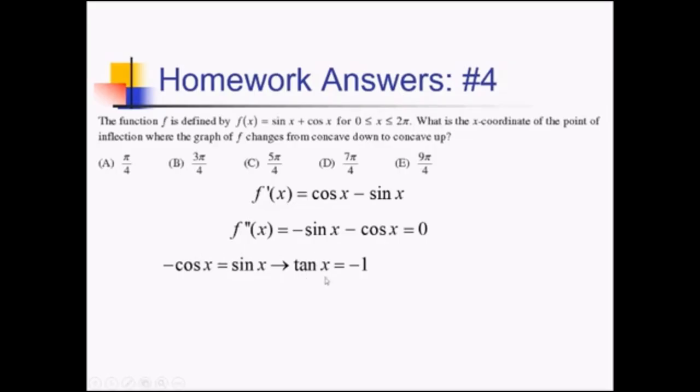All right, so where does the tangent equal negative 1? Well, between 0 and 2 pi, that happens in two places. One is in quadrant 2 at 135 degrees, so that would be 3 pi over 4. And the other is in quadrant 4, if you just continue down that line through the origin, at 315 degrees, or 7 pi over 4.